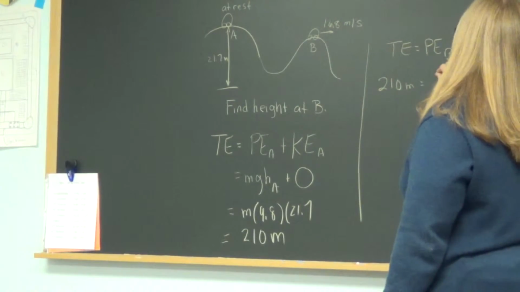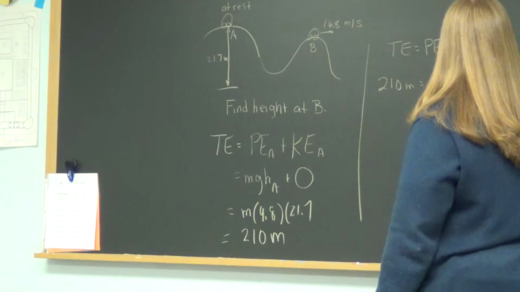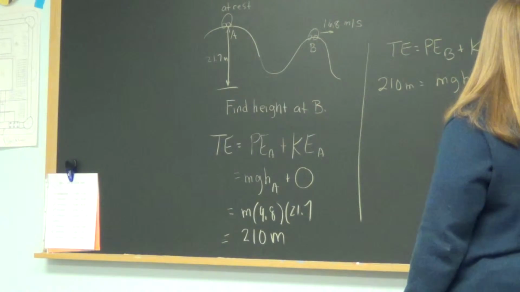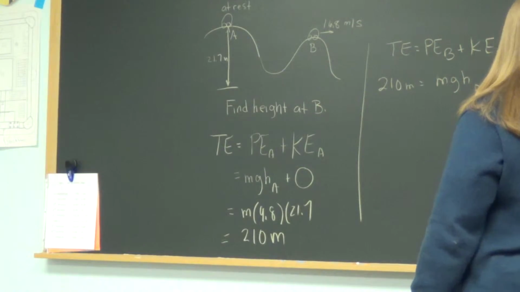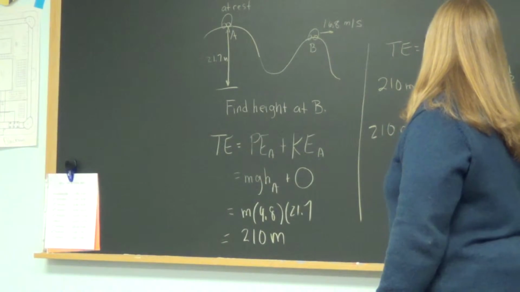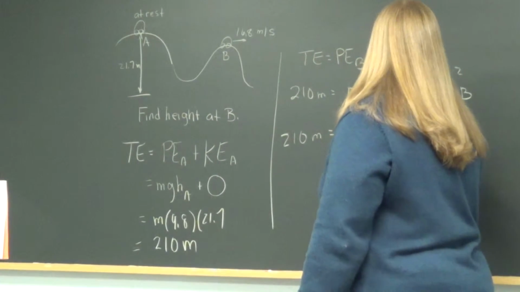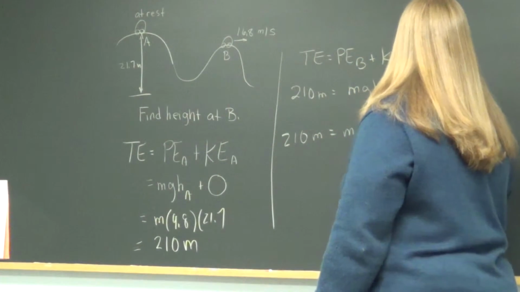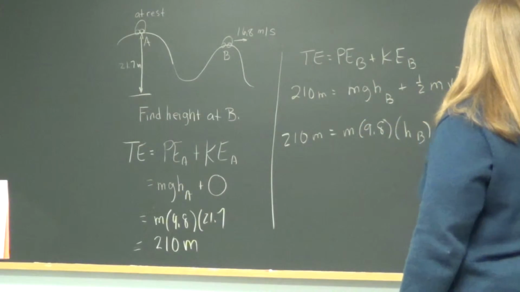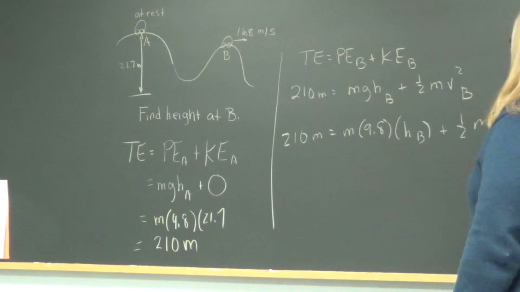PE at B is mgh at B. And KE is 1/2 mv squared at B. And we fill in. Do we know everything except the height at B, I'm trusting? Yes. Mass, it's all right. This time we know the velocity, and don't forget to square it.